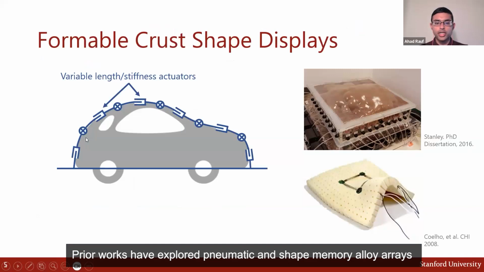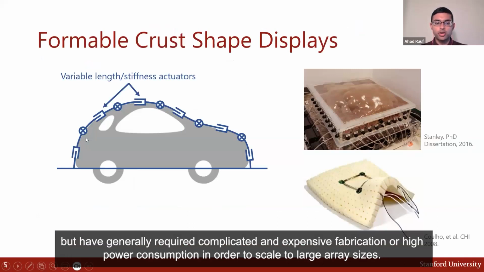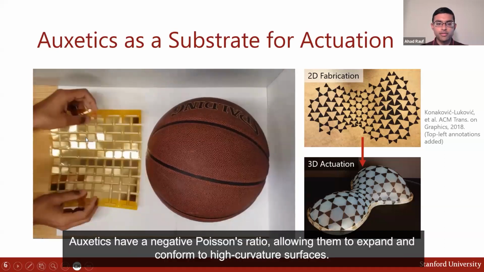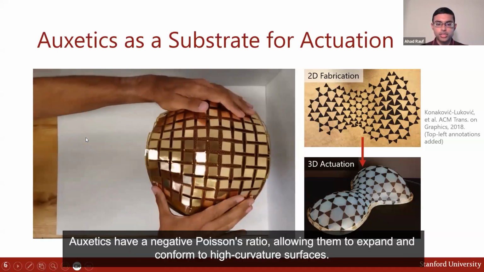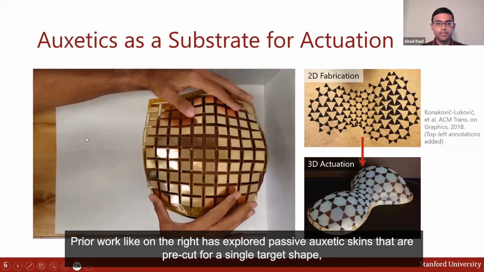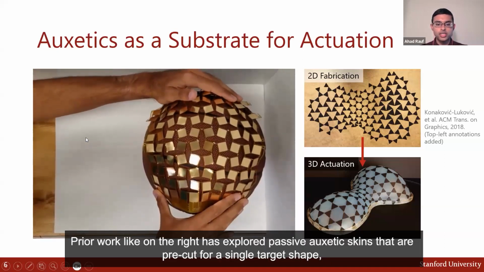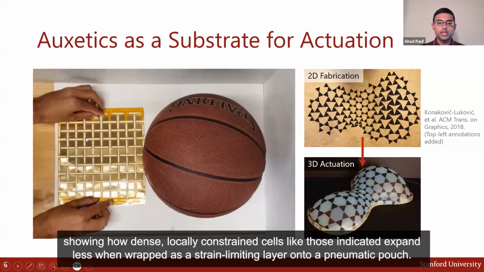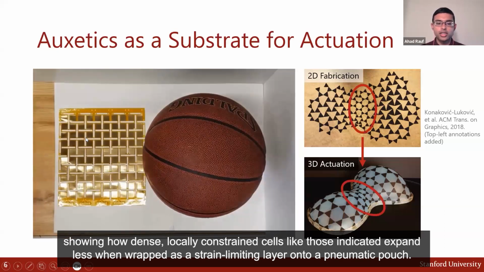Prior work has explored pneumatic and shape memory alloy arrays, but these have generally required complicated and expensive fabrication or high power consumption in order to scale to large array sizes. Due to these scalability challenges for traditional elastomeric materials, we explore embedding actuation into auxetic substrates instead. Auxetics have a negative Poisson's ratio, allowing them to expand and conform to high curvature surfaces. Prior work, like on the right, has explored passive auxetic skins that are pre-cut for a single target shape, showing how dense, locally constrained cells like those indicated expand less when wrapped as a strain-limiting layer onto a pneumatic pouch.